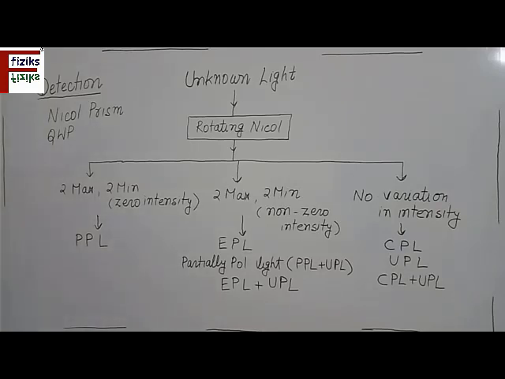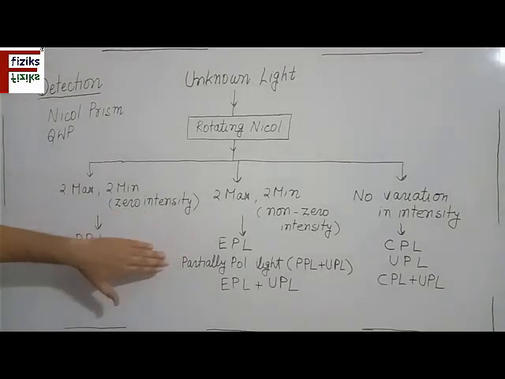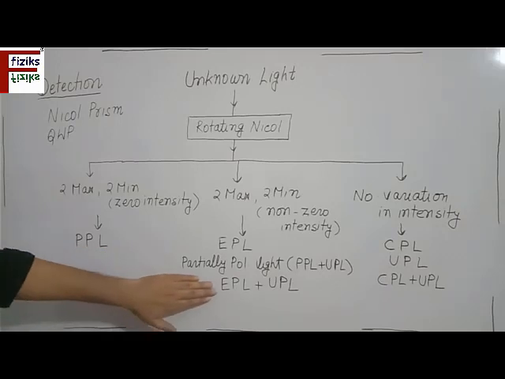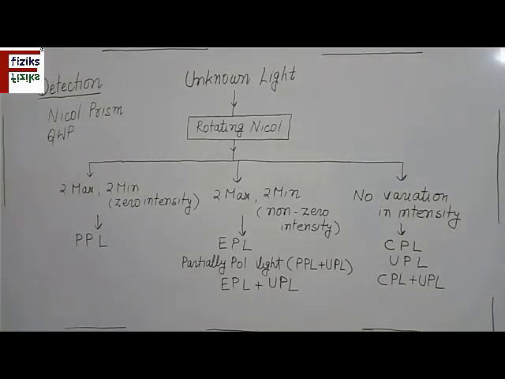But when on the emergent side we have two maxima and two minima with non-zero intensity, then there are three possibilities: elliptically polarized light, partially polarized light, or a mixture of EPL plus UPL. And in the third case, when there is no variation in intensity on the other side of the rotating Nicol, then there are three possibilities: circularly polarized light, unpolarized light, and a mixture of circularly polarized light plus unpolarized light. Now we will discuss all these three cases one by one.